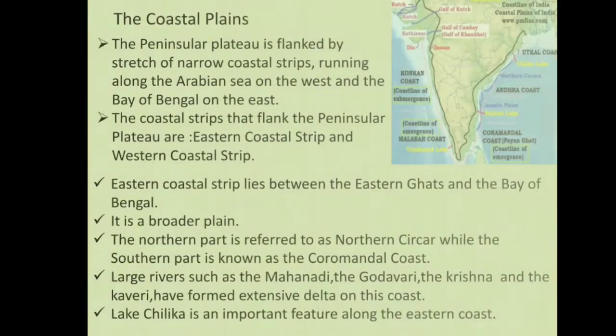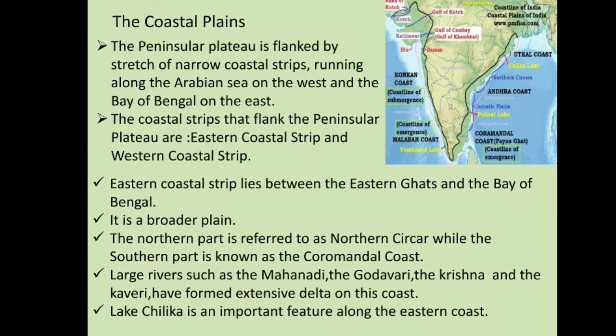Okay, now let us learn about the coastal plains. The plateau is flanked by a stretch of narrow coastal strips running along the Arabian Sea on the west and the Bay of Bengal on the east. The coastal strips that flank the Peninsular Plateau are the Eastern Coastal Strip and the Western Coastal Strip. The Eastern Coastal Strip lies between the Eastern Ghats and the Bay of Bengal.